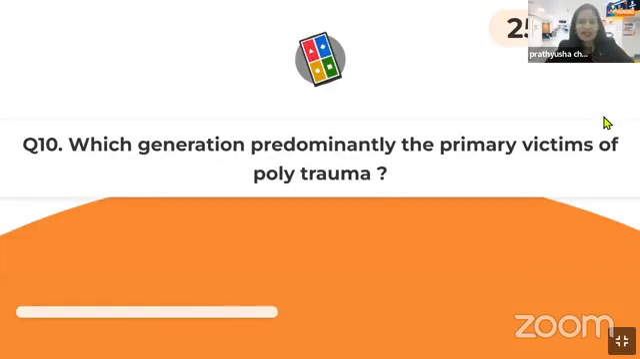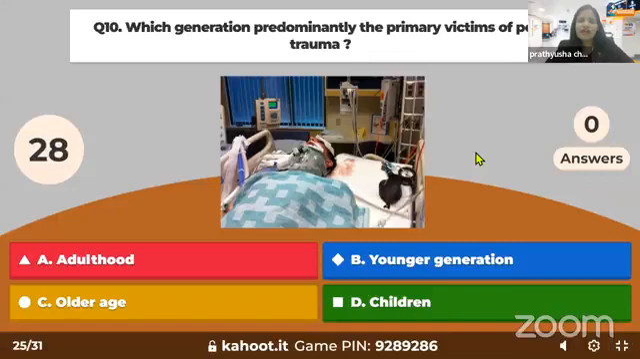Yes, here's the question. Which generation will predominantly be the primary victims of polytrauma? Option A is adulthood. Option B is younger generation. Option C is older generation. Option D is children. What do you think the best answer would be? Which generation do you think will more prominently get this polytrauma? So we are getting most of the answers. So let me see who will answer it correctly.